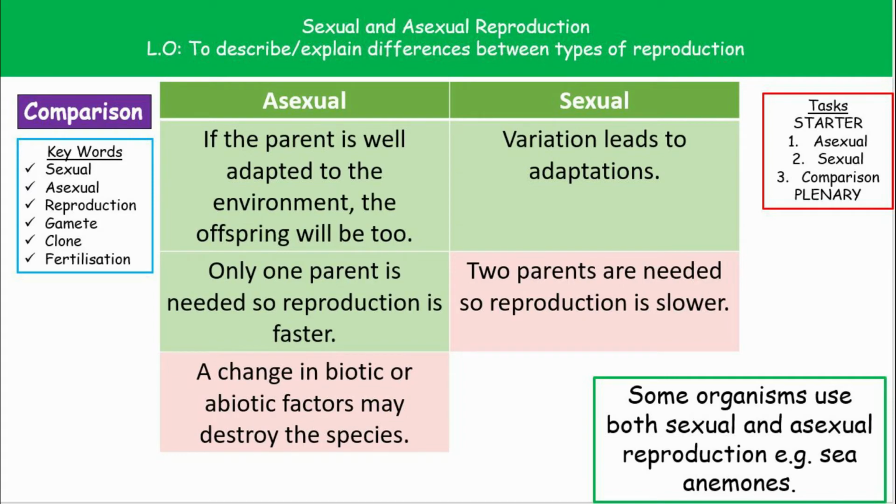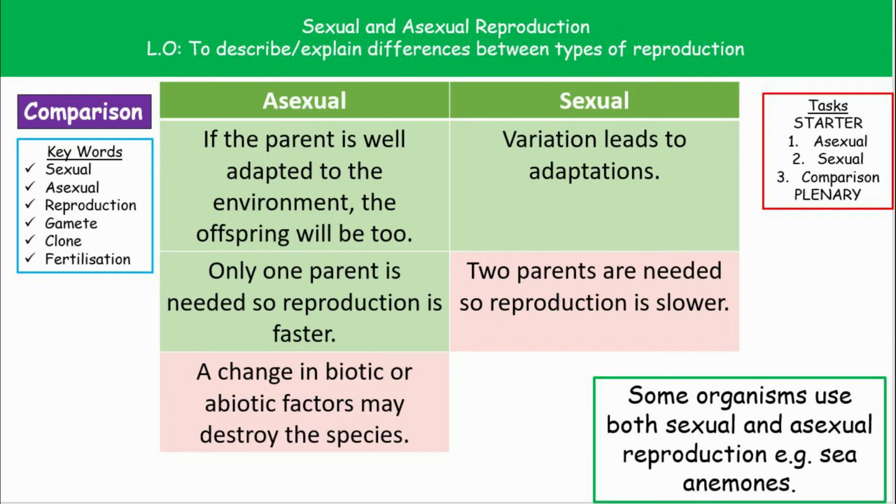For our sexual reproduction, I've put there a positive of variation leading to adaptations. And you might think, well, that's just the opposite to what we've just said as being a benefit. We've said that everything being the same is positive, which, yes, in some situations is true, but if we then experience an environmental change, if everything is identical, then they will all be wiped out by the same thing if they're susceptible to it. So by having variation, we can adapt to those changes and some will survive. And we'll look at this in more detail as we go further on through our genetics topic.